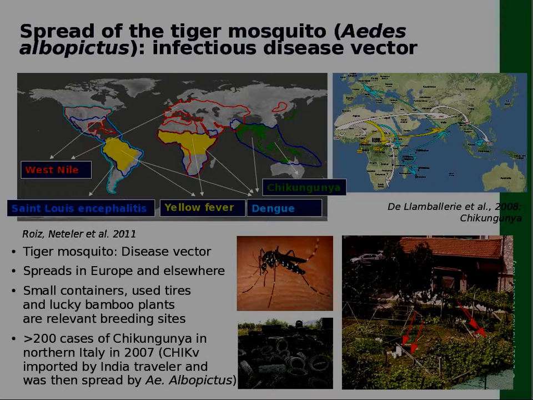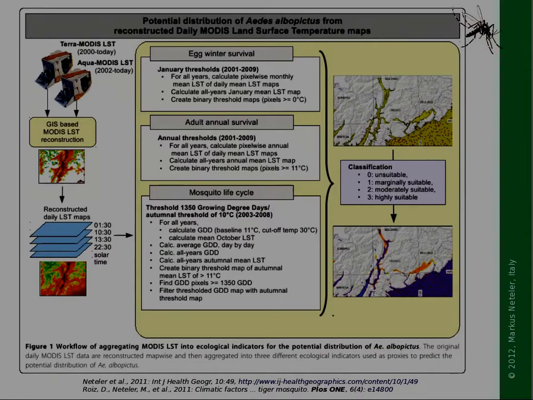Why is this relevant for us? Because this vector is temperature dependent, and we have been developing a system to analyze the potential distribution of Aedes albopictus from reconstructed MODIS land surface temperature maps.